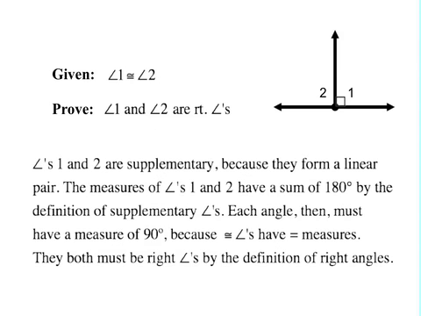Angles 1 and 2 are supplementary because they form a linear pair. The measures of angle 1 and 2 have a sum of 180 degrees by the definition of supplementary angles. Each angle then must have a measure of 90 degrees because congruent angles have equal measures, and they both must be right angles by the definition of right angles.